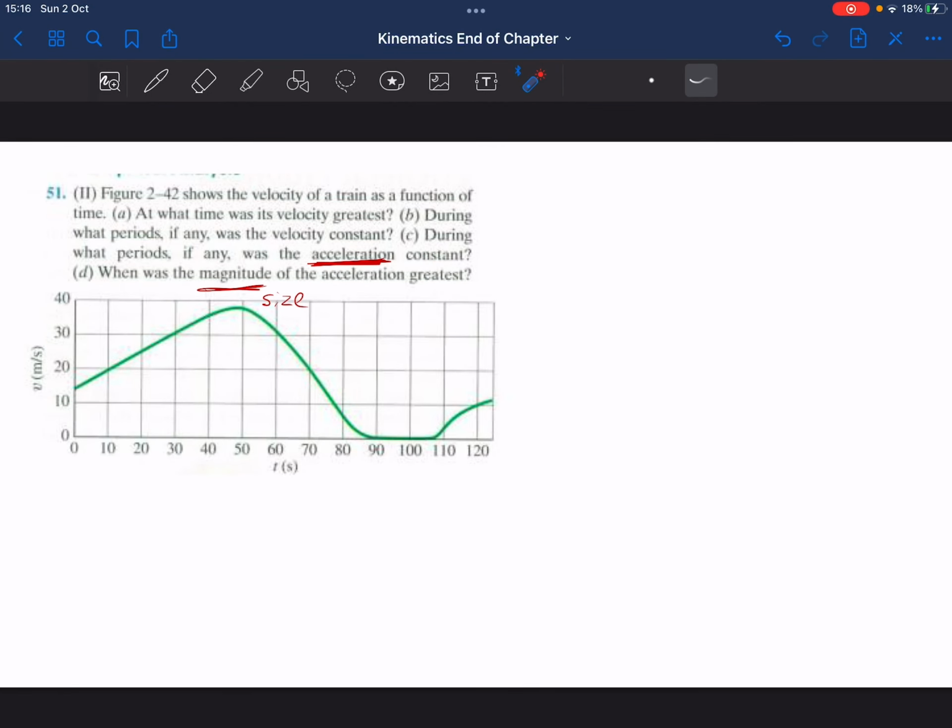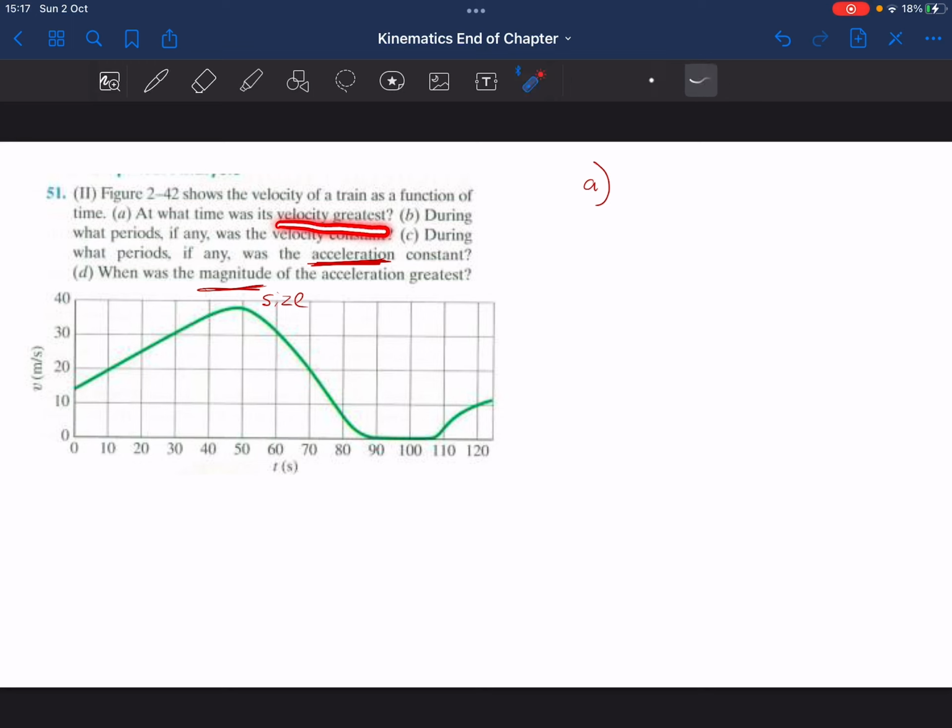Okay, the next problem is a graph problem. So we'll break this into parts. This figure shows a velocity time graph of a train, and it's going to ask us some questions, and we need to read this graph. So first thing we need to tell ourselves is that the story of this line is telling us about the velocity. So part A, which time was the velocity the greatest?